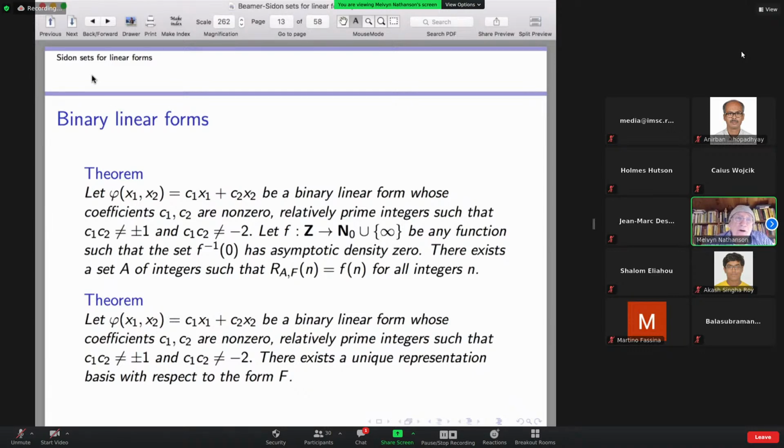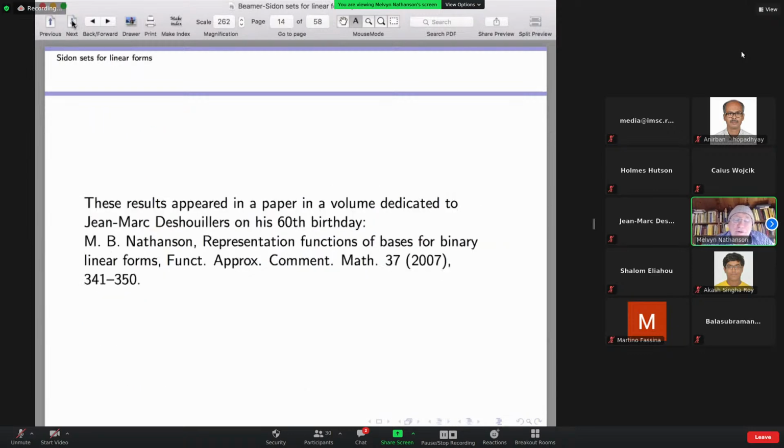And I was looking for some results that involve linear forms, and this was an old result. I thought it was appropriate to mention it because it was published in a paper in 2007 that appeared in a volume dedicated to Jean-Marc on his 60th birthday. So birthday papers are sometimes nice.